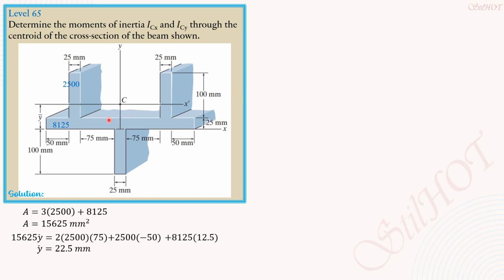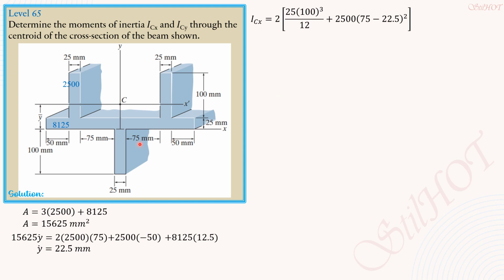Then by transfer formula for moment of inertia, take note that these two are identical. So ICX is 2 times 25 times 100 cubed over 12 plus 2,500 times quantity 75 minus barred y, 22.5, quantity squared. So the distance between this centroidal axis and this axis here is 75 minus barred y, 75 minus 22.5, quantity squared.